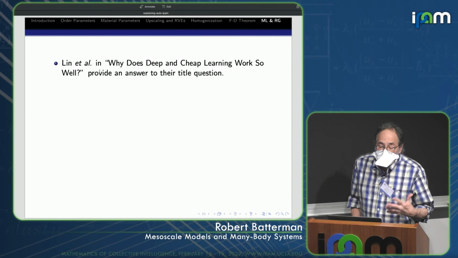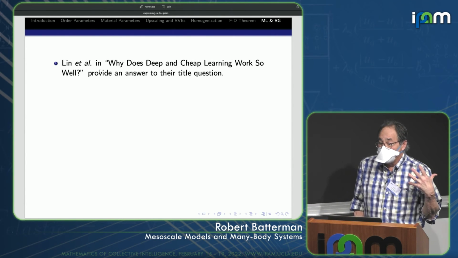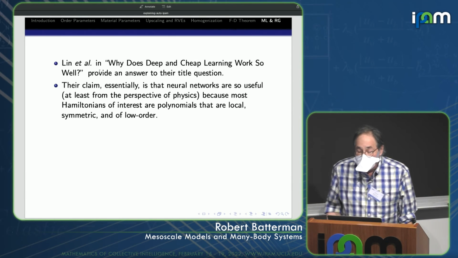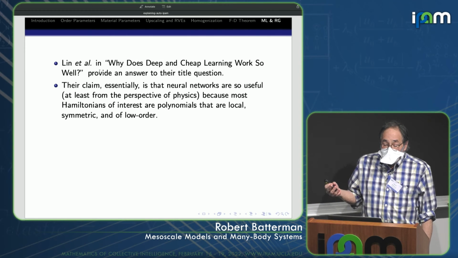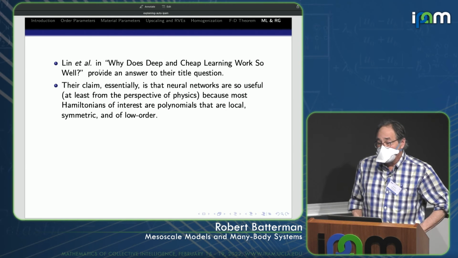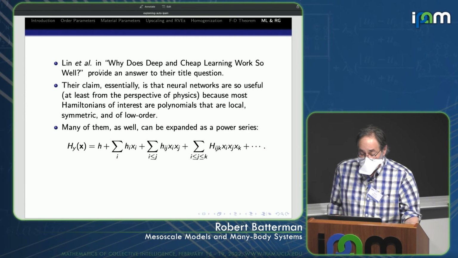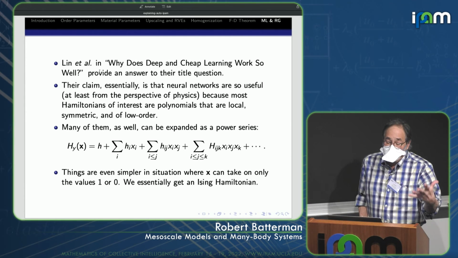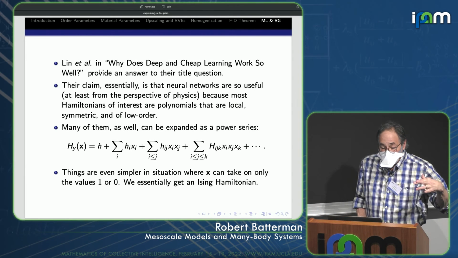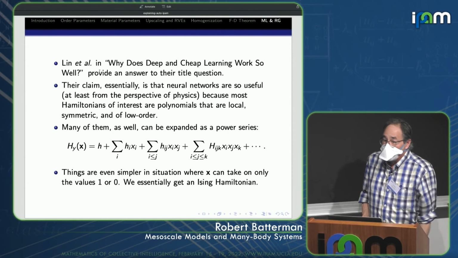Lin et al., in their paper, Why Does Deep and Cheap Learning Work So Well?, provide an answer to their title question. Their claim, essentially, is that neural nets are so useful, at least from the perspective of physics, because most of the Hamiltonians that we care about are polynomials that are local, symmetric, and of low order. And many of them can be expanded in power series as well. And if things are even simpler, if x can take only discrete values, like 1 or 0, or 1 or minus 1 and 1, we essentially get an Ising-like Hamiltonian.